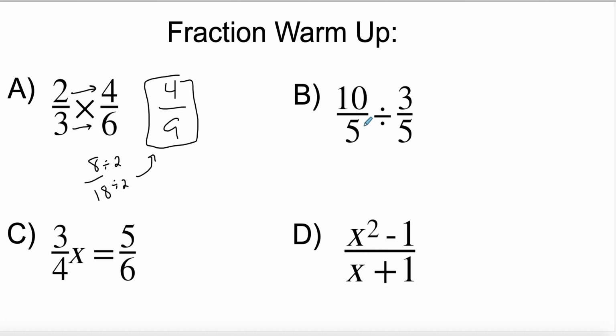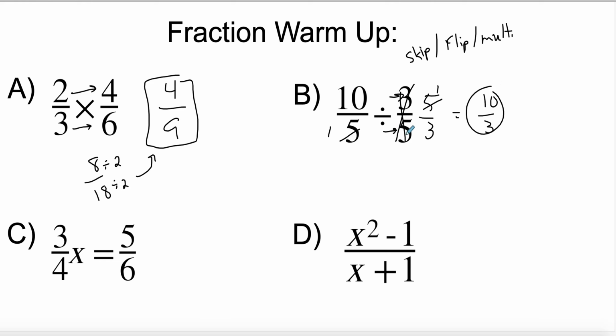Okay, division. If you were at Seward Middle School, remember they teach skip, flip, multiply. That's what they teach down there. So you skip the first fraction, flip the second fraction, so you're going to work with the reciprocal here. And now we're multiplying, so we're going to cross cancel or go straight across. I like to cross cancel, makes things a little bit easier. Okay, so 5s cancel out, those both turn into 1s, and then we're left with 10 over 3 when I multiply straight across. Okay, so we get 10/3.